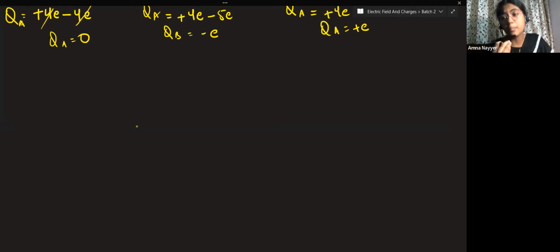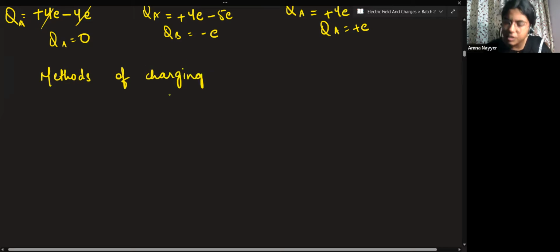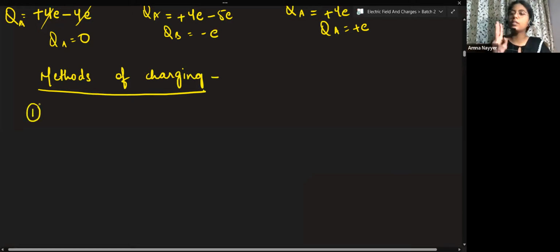There are various methods with which transfer of electrons can actually occur. So we have methods of charging. Methods of charging means methods of transferring electrons. This term charging represents over here the transfer of electrons only. So methods of charging. So majorly you have three types of methods for charging.